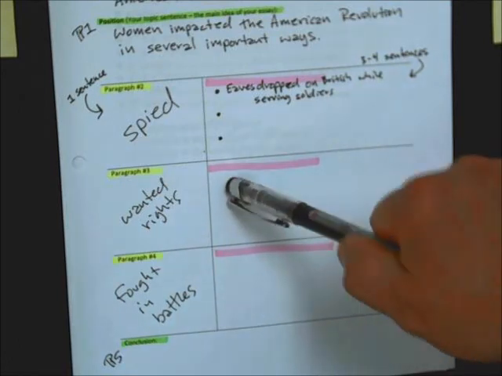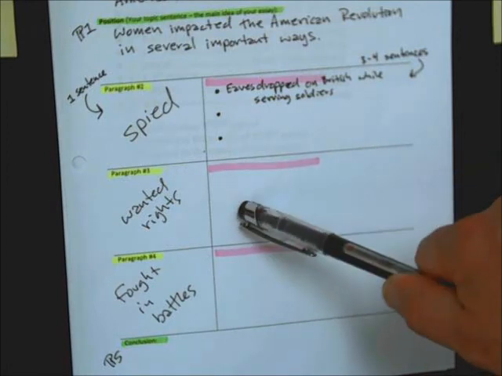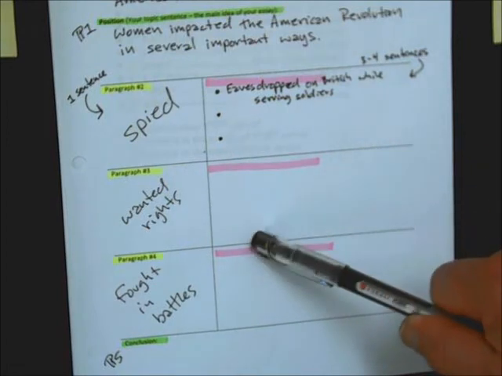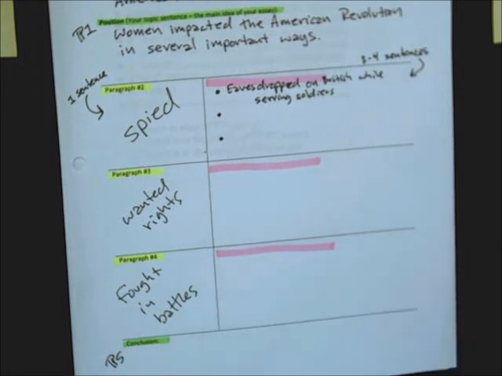When you talk about wanted rights, you could talk about that letter that Abigail Adams wrote. You could talk about those Enlightenment ideas that were in it. You could give examples of women here who fought in battles. Nod your head if this is making sense to you. There's a lot of stuff there.